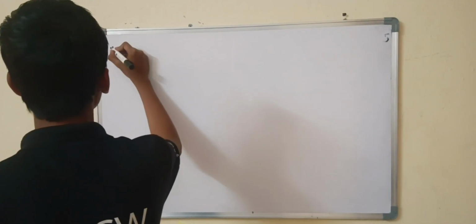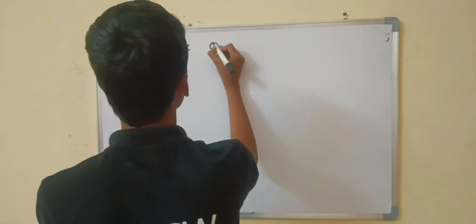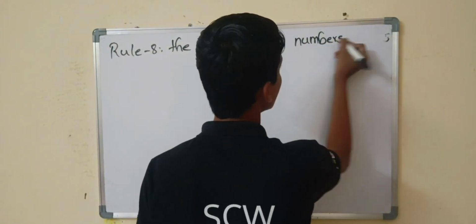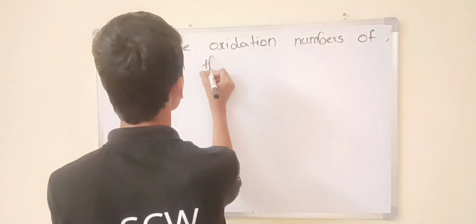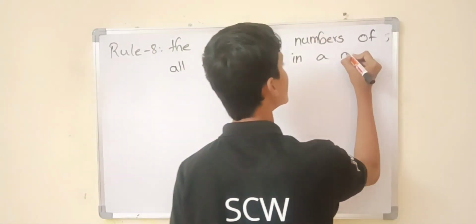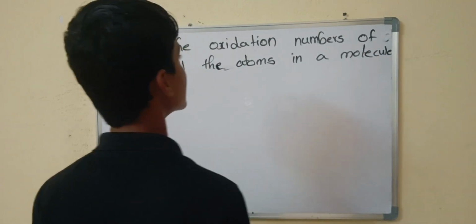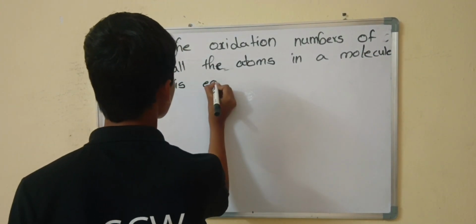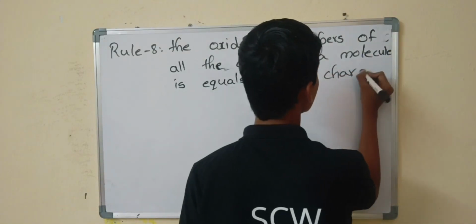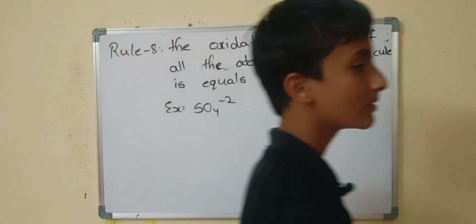Now rule 8. Listen. The oxidation numbers of all the atoms in a molecule is equal to its charge. Example, SO4 minus 2.